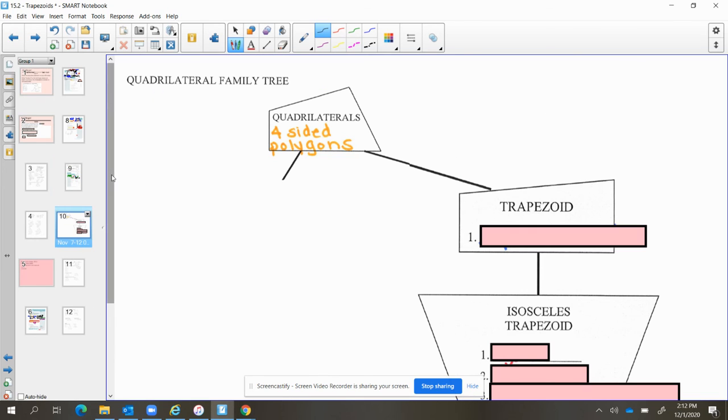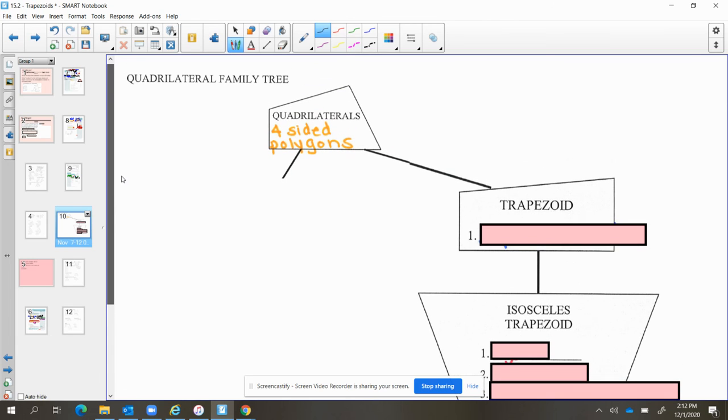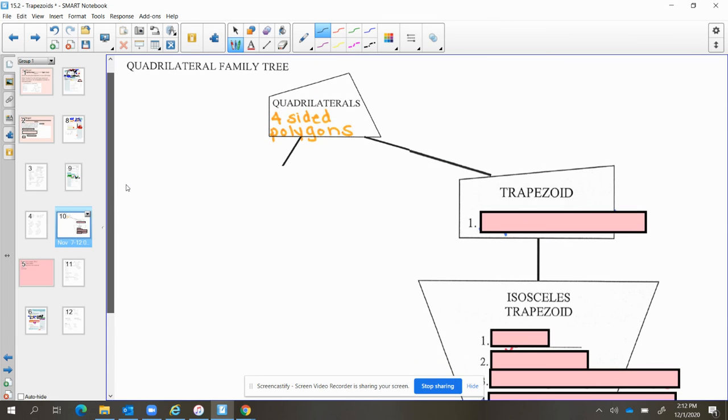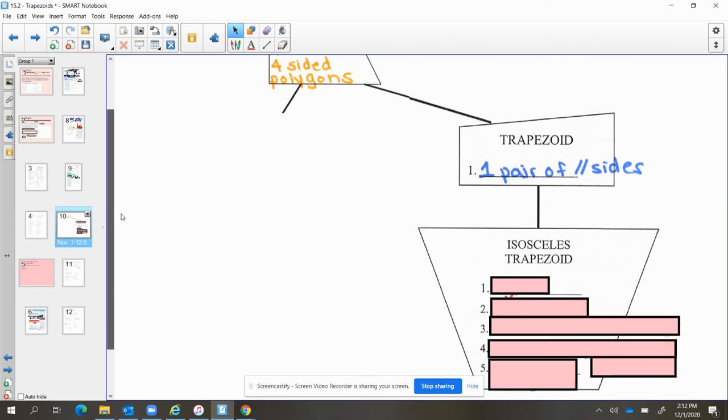So we will talk more about this quadrilateral family tree in class, but if you have the ability to print this out or write it in a notebook, I highly would, okay? So to kind of summarize for today, we have these quadrilaterals, these four-sided polygons. And one of the branches we now have to talk about are the trapezoids, right? And our trapezoids are going to have one pair of parallel sides inside of them.